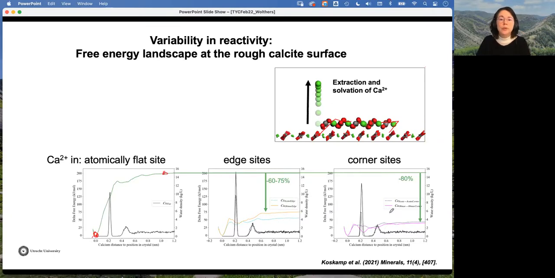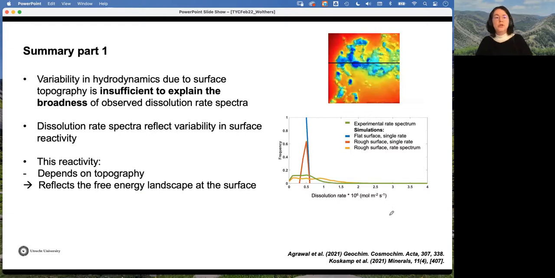the surface topography. And so to summarize this first part, the variability in hydrodynamics over rough surfaces is insufficient to explain the broadness of the dissolution rate spectra that we see in the experiments. And the dissolution rate spectra therefore reflect the variability in the surface reactivity, and that depends on topography and reflects the free energy landscape at this surface. And therefore also explains why it is unique for different topographies in the same material.